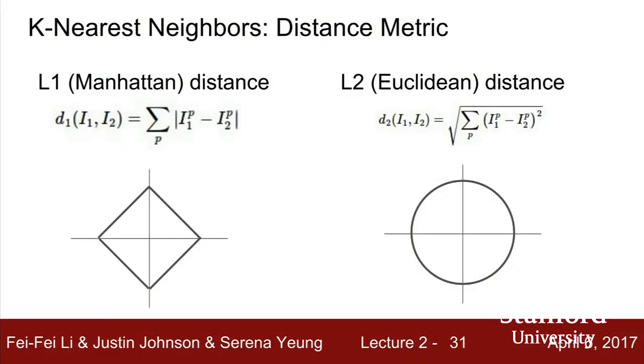So another choice we have when we're working with the k-nearest neighbor algorithm is determining exactly how we should be comparing our different points. For the examples so far, we've talked about this L1 distance, which takes the sum of the absolute values of the differences between the pixels. But another common choice is the L2 or Euclidean distance, where you take the square root of the sum of the squares and take this as your distance.